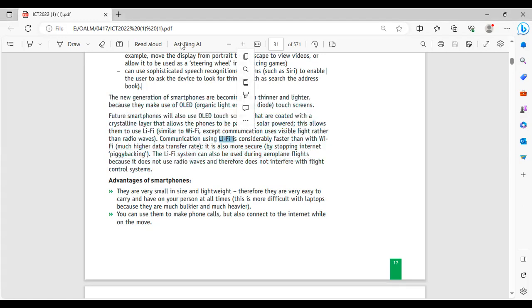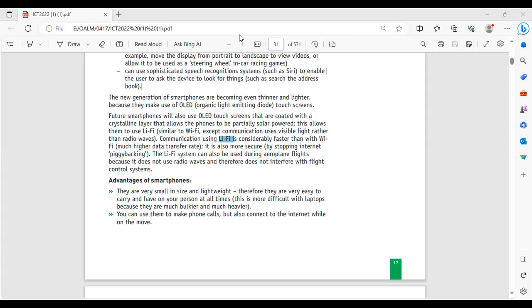Yes, so Li-Fi is actually just like Wi-Fi, but it is faster than Wi-Fi and it has a much higher transfer rate. It's secure by stopping internet piggybacking, and the Li-Fi system is used during airplane flights, which is also called airplane mode. It is secure and it does not disrupt the airplane, and it has less radio frequencies.